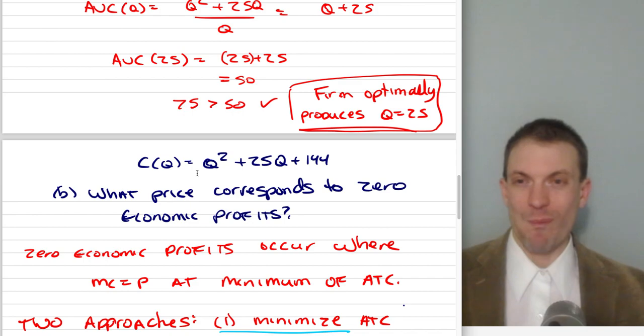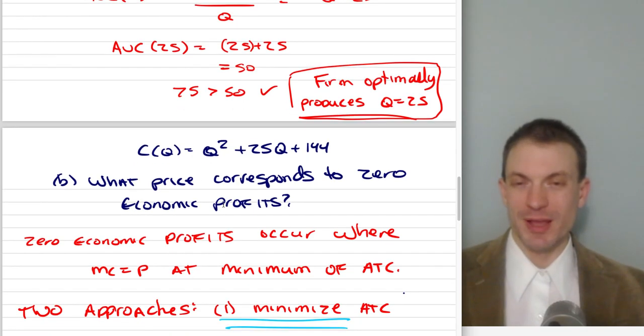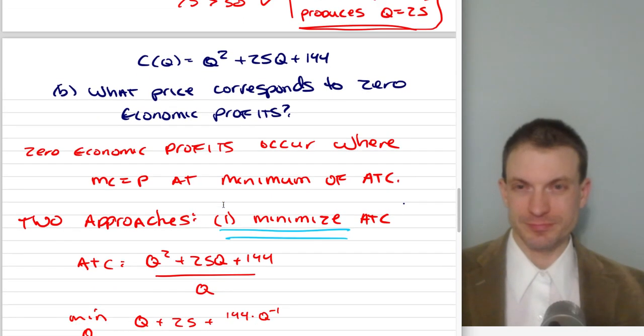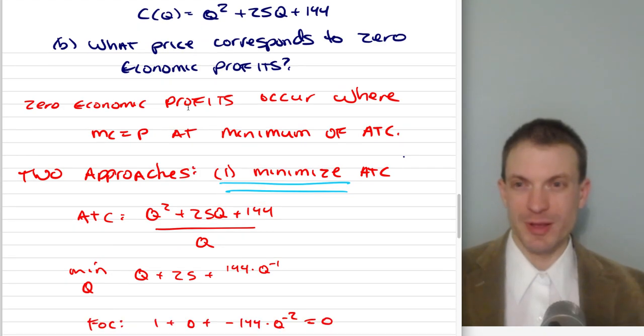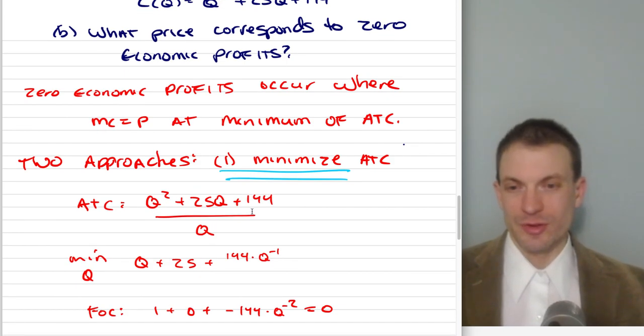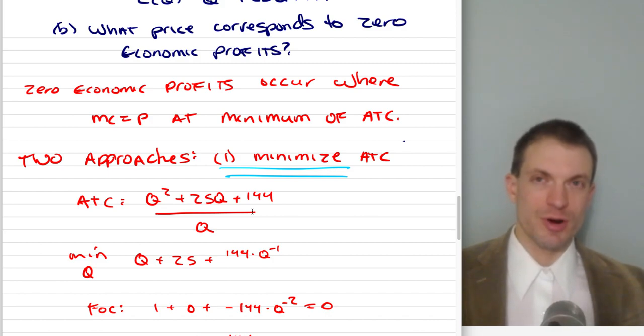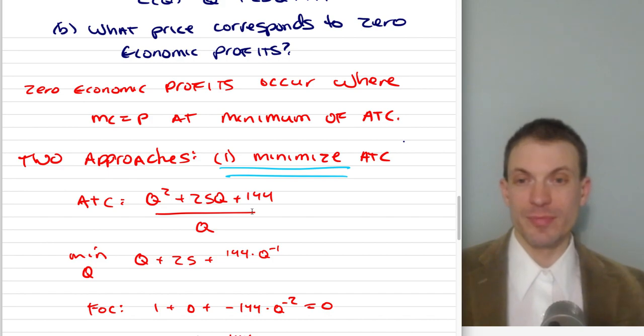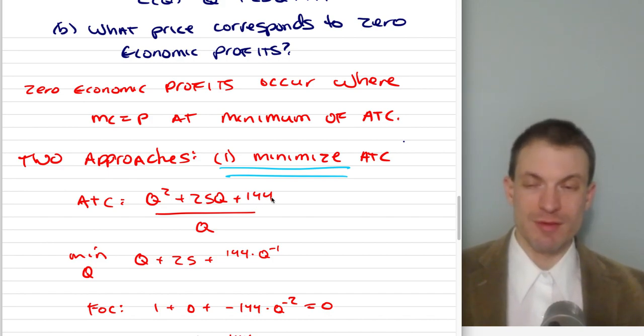Okay, so what price corresponds to zero economic profits? The price corresponding to zero economic profits occurs where marginal cost equals price at the minimum of average total cost. So there are two approaches. One thing we could do is minimize average total cost. The other thing we could do is exploit the fact that marginal cost is going to cross average cost from below at its minimum. Same thing for average total cost.